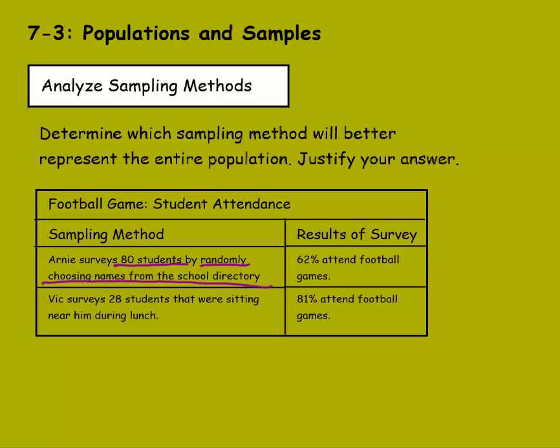Vic, on the other hand, surveyed 28 students that were sitting near him during lunch. To me, this looks like a convenience sample. They were closest to him. It was easy to ask all these people by him. So this wouldn't be the best sample.